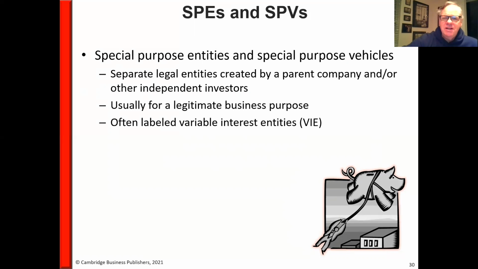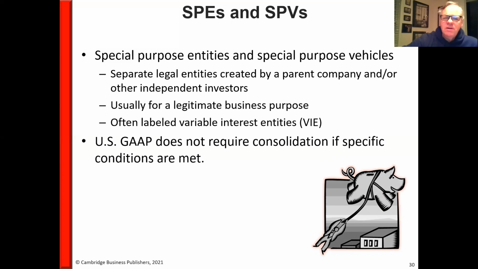So these are separate legal entities created by the parent. They're usually for a legitimate purpose, other than just keeping debt off the balance sheet. And another label that they have is the variable interest entity, and that was the term that's increasingly in use since the rules were tightened in terms of requiring companies to consolidate.